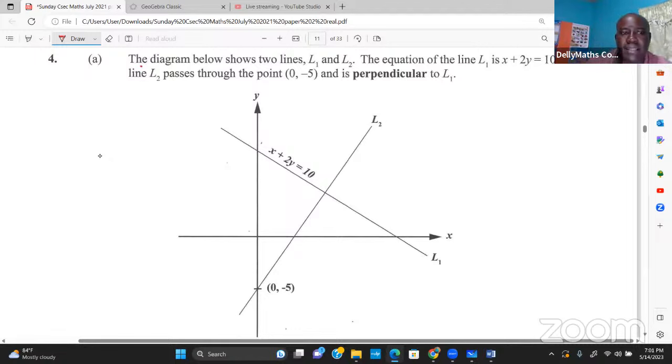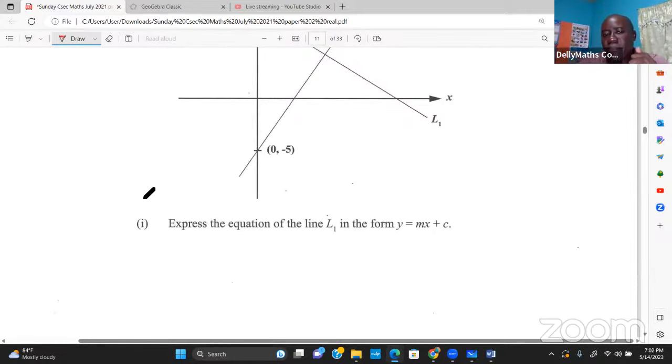Follow what they want. The question says here, the diagram below shows 2 lines, line L1 and L2. The equation of line L1 is x plus 2y equals 10. Line L2 passes through the point 0, -5, and is perpendicular to line L1. Today I was dealing with a session, and I realized that almost every year they put the perpendicular thing there. Something about perpendicular comes out. Let's see what they want from us.